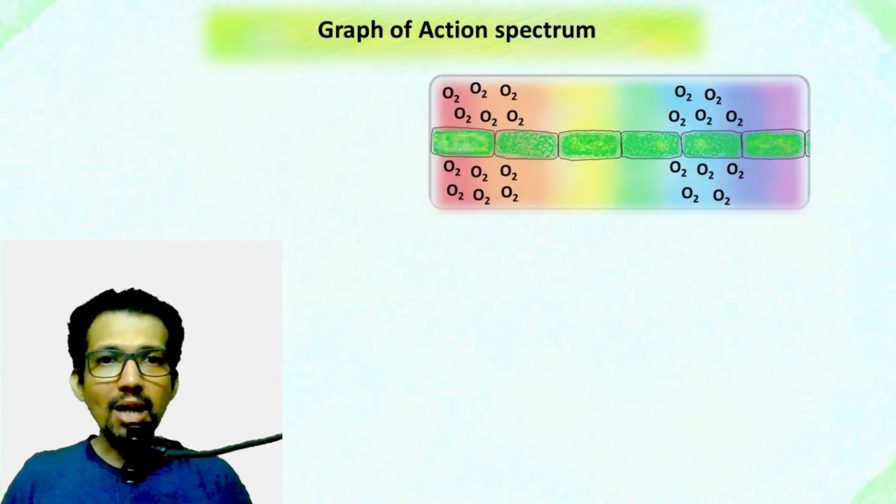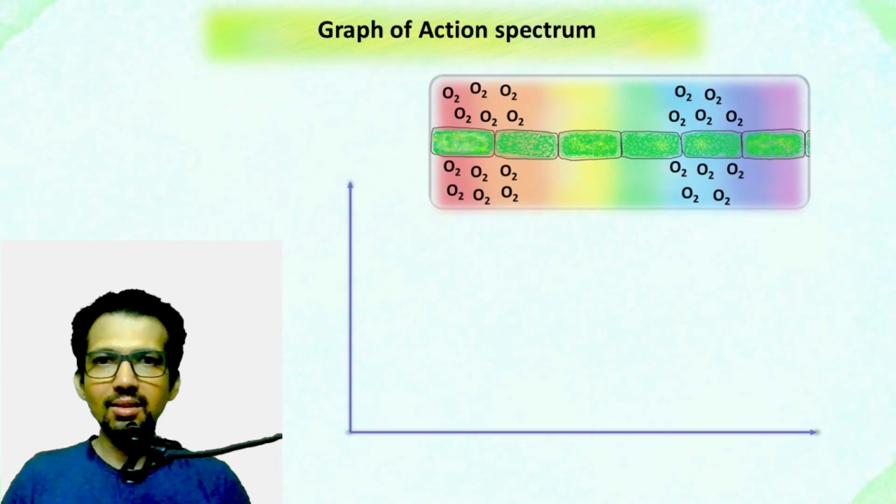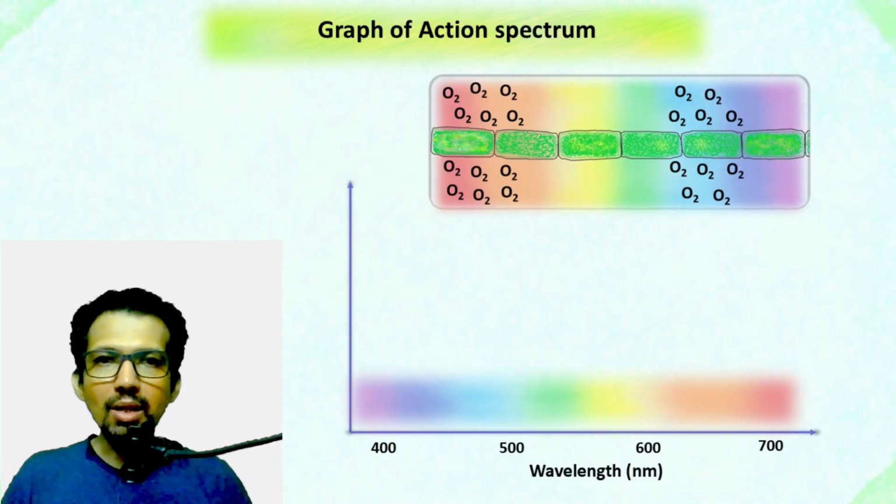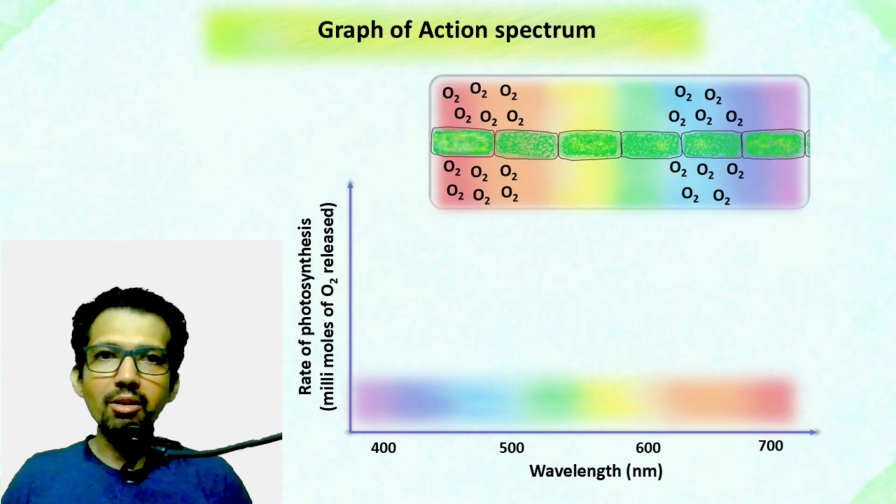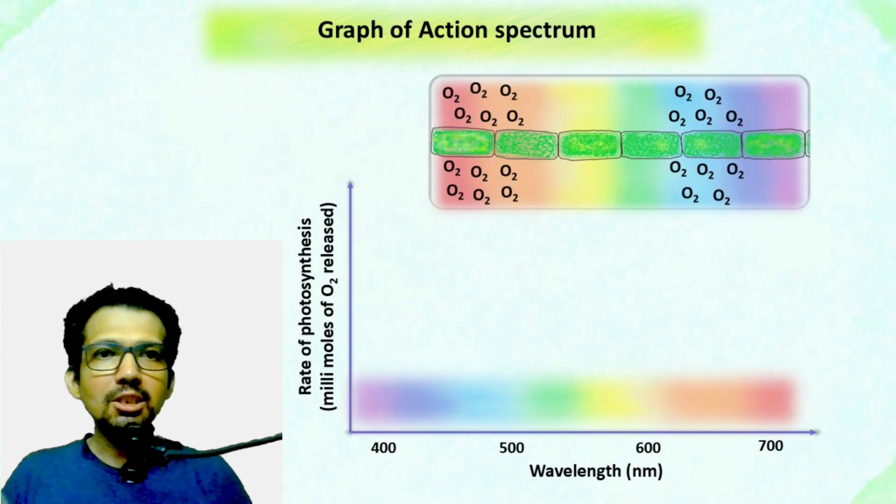Now, the action spectrum can also be represented in the form of a graph. On the x-axis, we plot the wavelength of visible light. On the y-axis, we plot the rate of photosynthesis, which is usually the quantity of oxygen evolved.